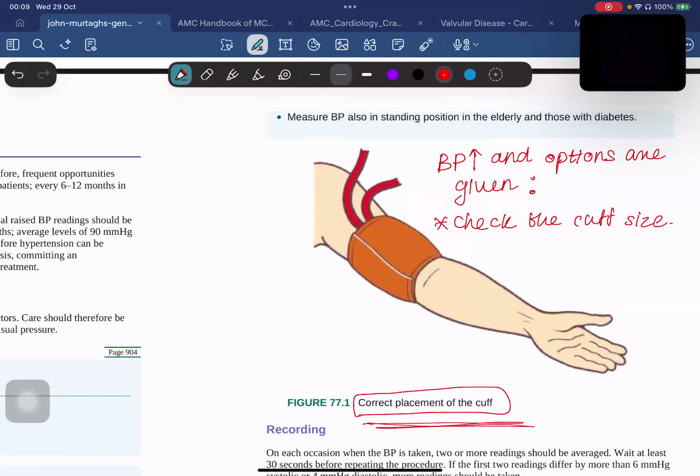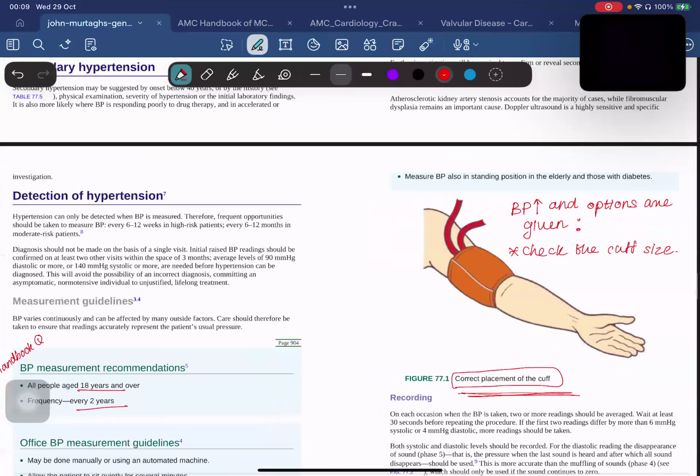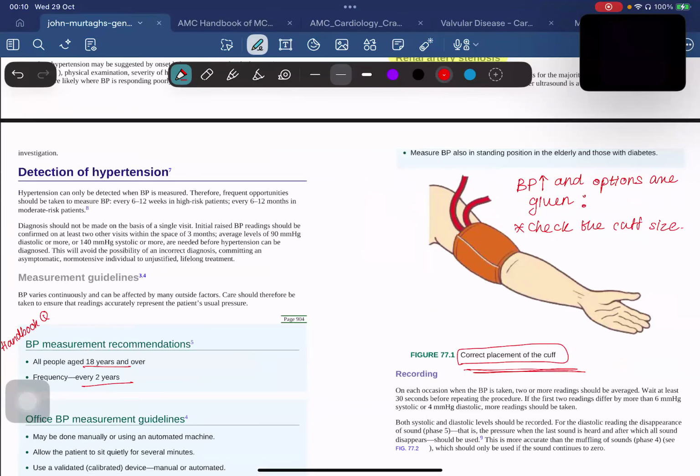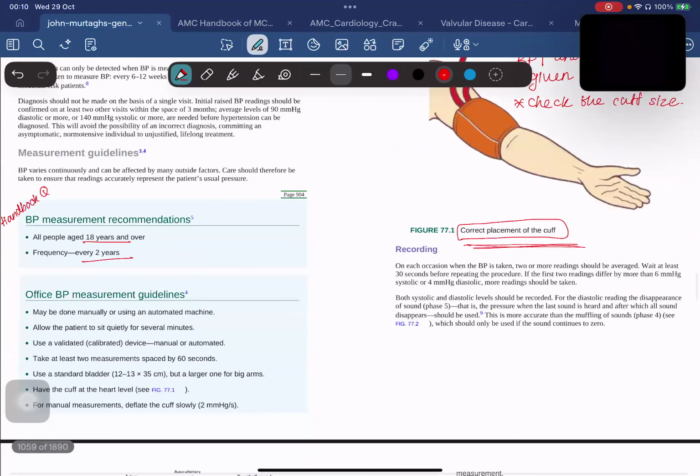That would be the answer. So just keep those things in mind as well when you're studying major topics like hypertension. Just remember things like that as well. So that would be important.